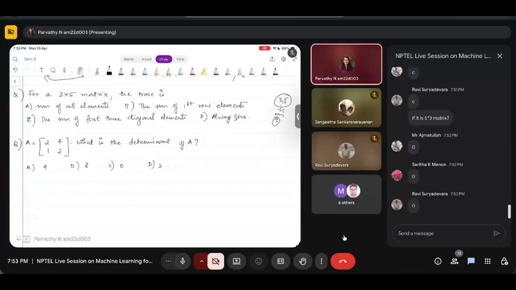So it is 0. It is AD minus BC, and this is AB, CD. So 2 into 2, 4 minus 4.